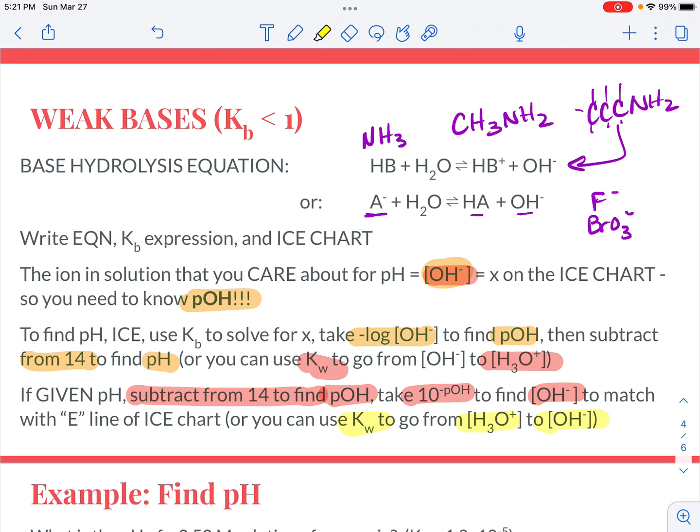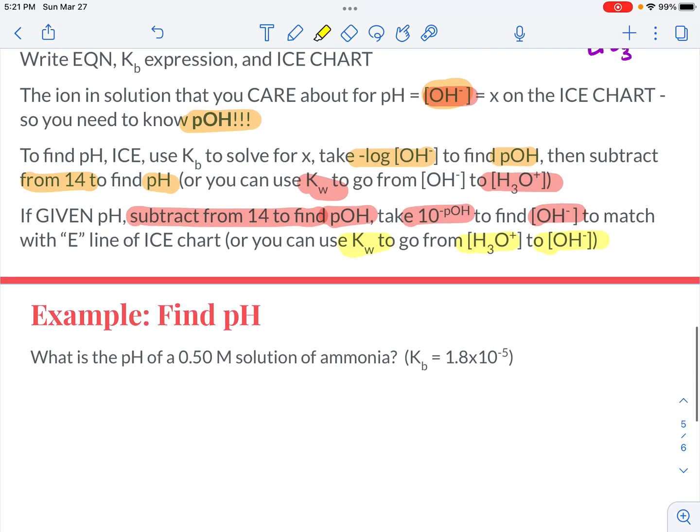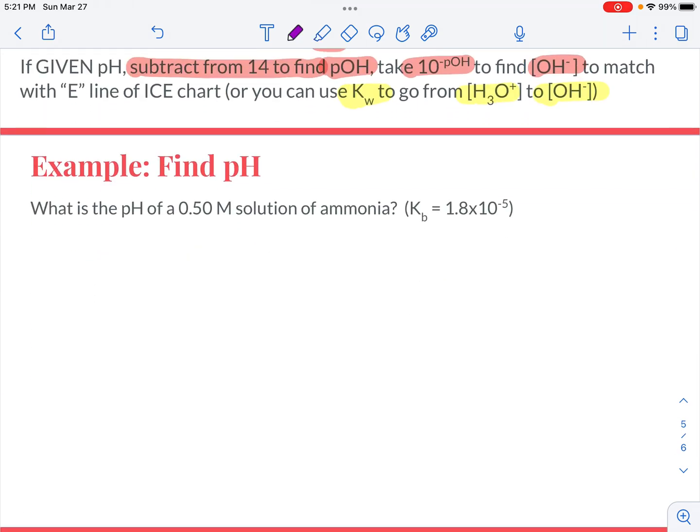If you're given pH, let me back up. You can use Kw to go from pH to H3O plus, then from H3O plus using Kw to OH minus, which then equals X. So long story short, I'll show you both. Okay. All right, so let's look at this.